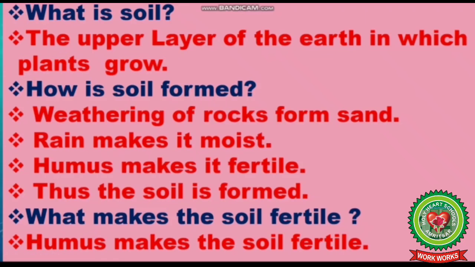Now let's revise. First question is, what is soil? The upper layer of the earth in which plants grow. Number 2 is, how is soil formed? Weathering of rocks forms sand. Rain makes it moist. Number 3, humus makes it fertile. Number 4, thus the soil is formed. Third question is, what makes the soil fertile? Humus makes the soil fertile.